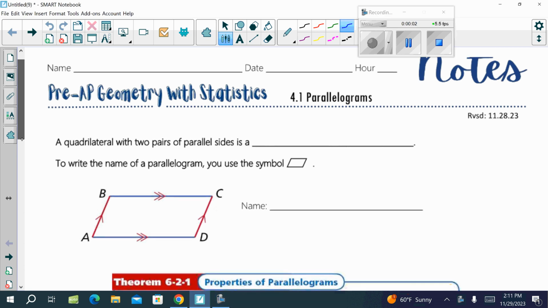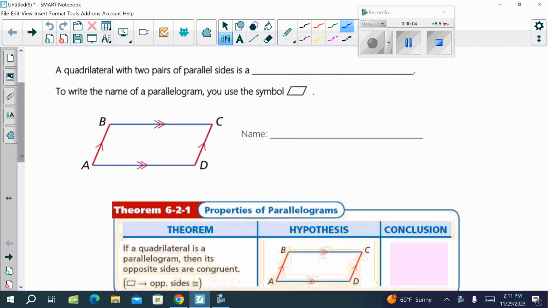Okay, so 4.1, we start the quadrilaterals by just talking about parallelograms. So we're going to hit the right side of that diagram. Only parallelograms, because parallelograms have 6 different properties that you have to know. A quadrilateral with 2 pairs of parallel sides is a parallelogram.